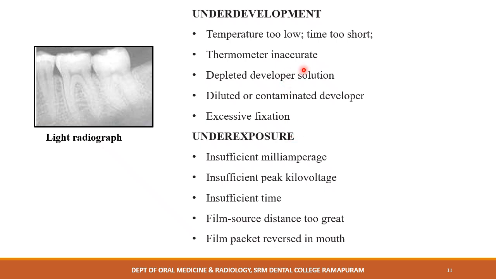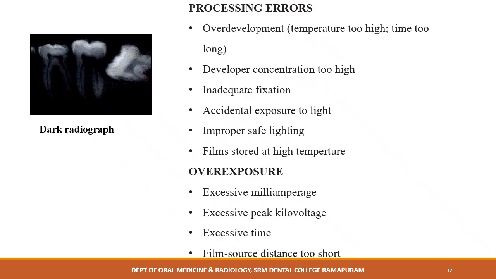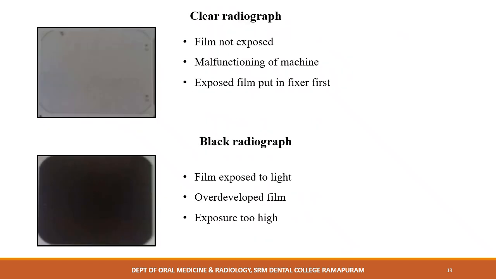The common development errors include the developer temperature too low, the time too short, a depleted developer solution, or diluted or contaminated developer. During exposure, insufficient milliampere, insufficient voltage, or insufficient time can produce a light radiograph. Dark radiographs can occur due to overdevelopment, inadequate fixation, the developer concentration being too high, or the developer temperature being too high. During exposure, excessive milliampere, kilovoltage, or excessive time can produce a dark radiograph.